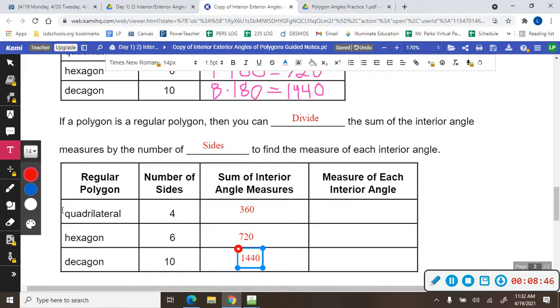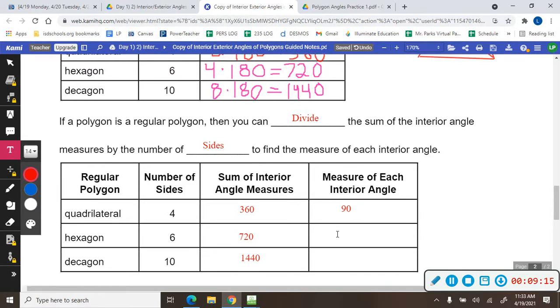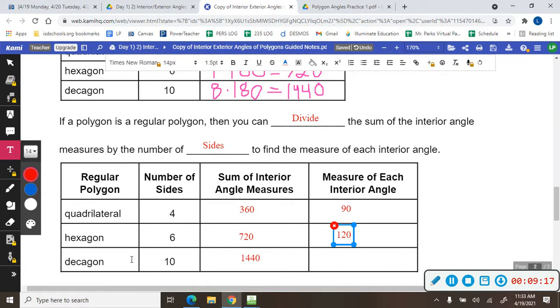But if it's regular, if it's a regular quadrilateral, which we actually call a square, we could take 360 divided by 4, that means that every angle is 90 degrees, which makes sense because a square has 90-degree angles. If it's regular and it's a hexagon, you just take 720 divided by 6, and you get 120. And if it's a decagon, you take 1,440 divided by 10, that'd be 144.